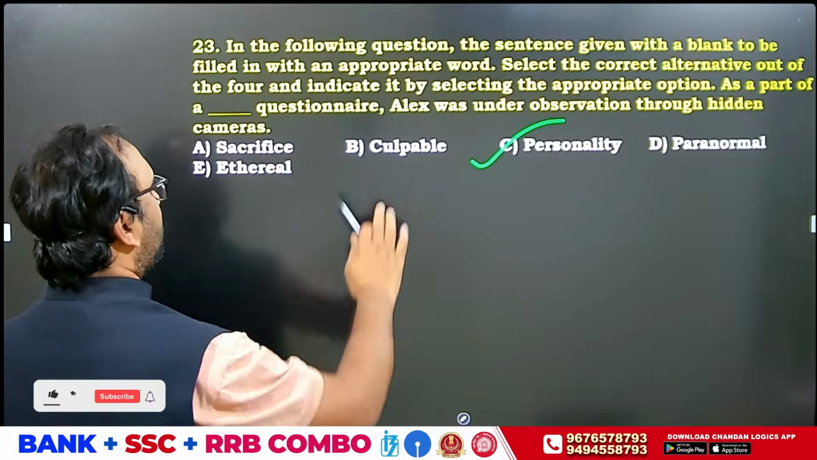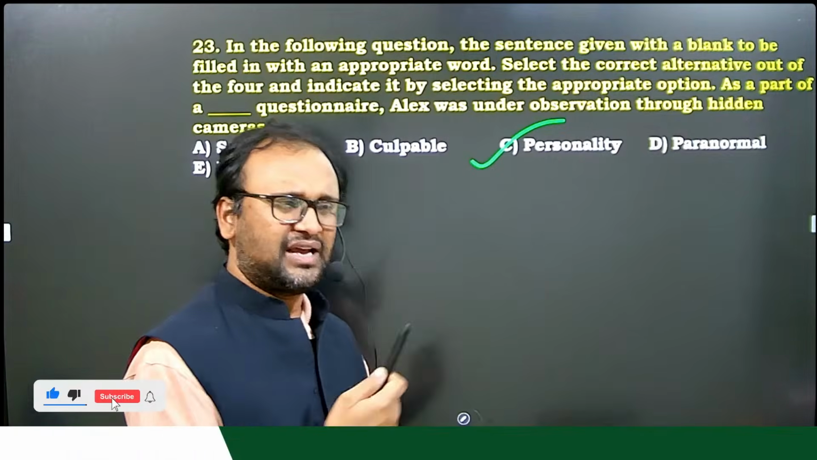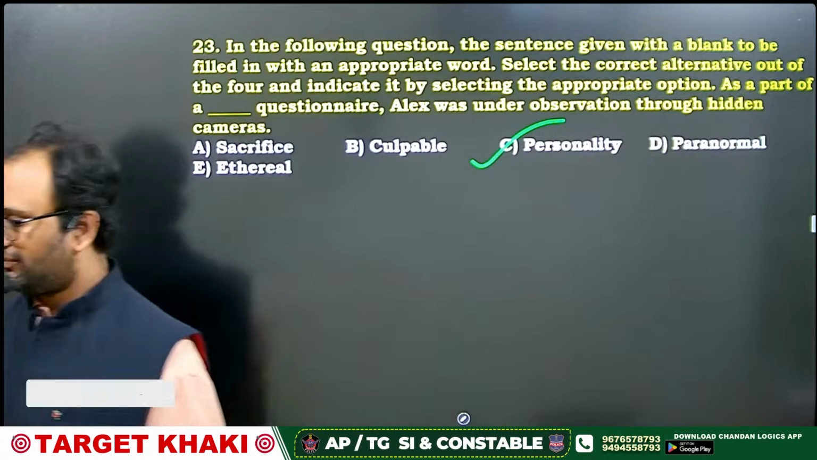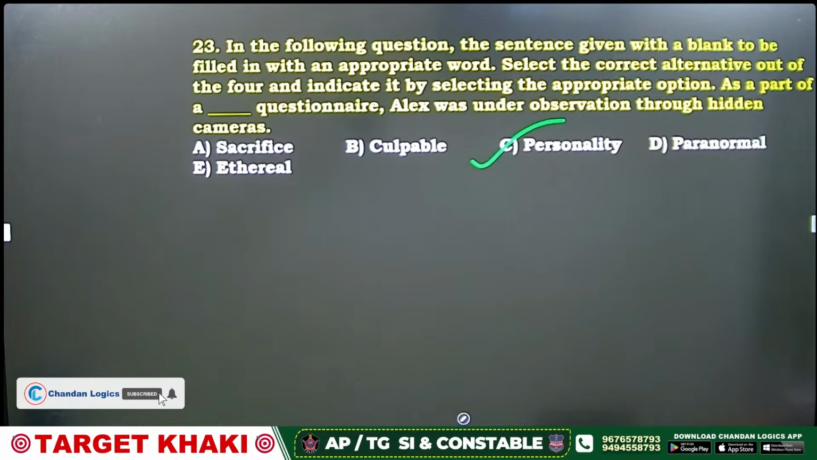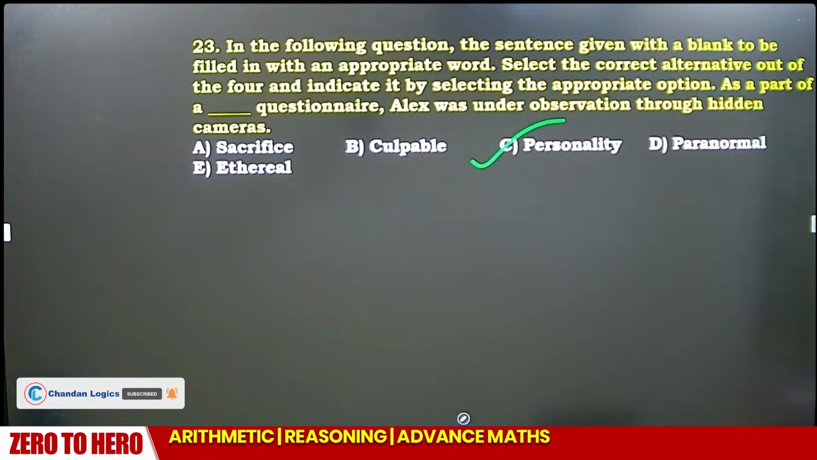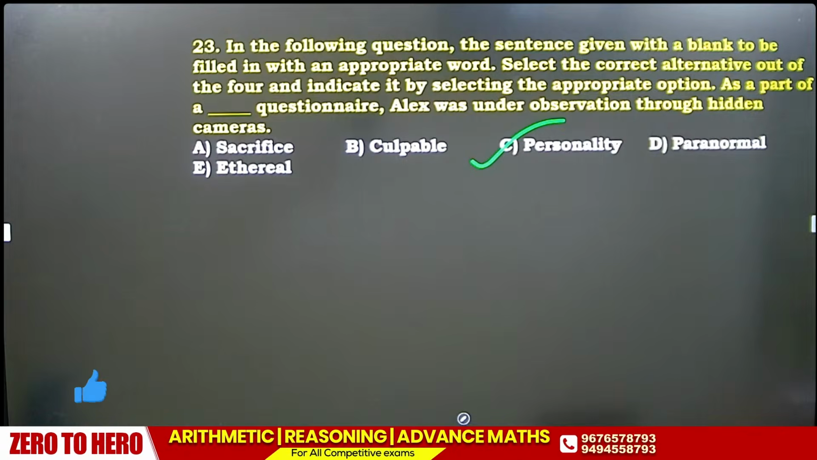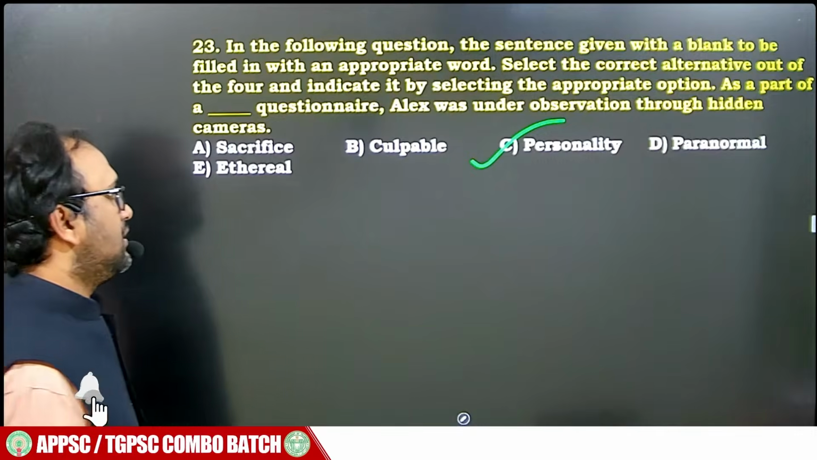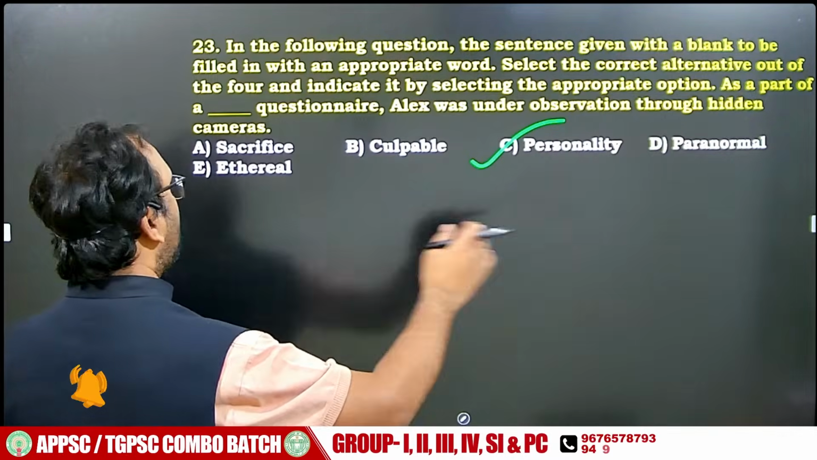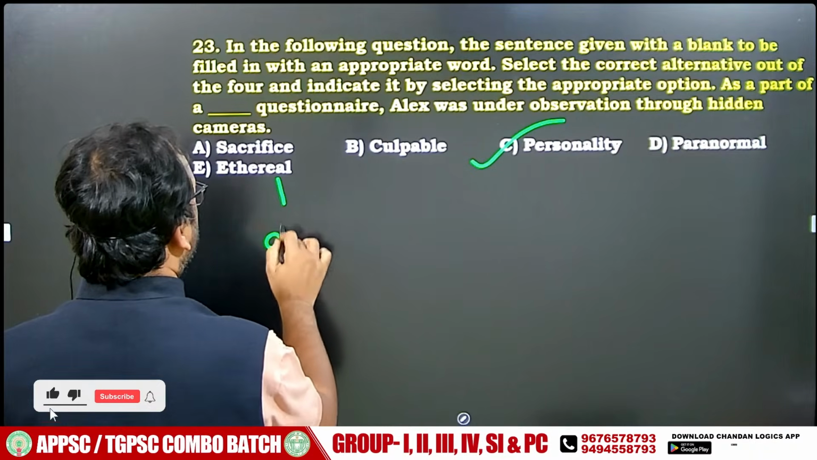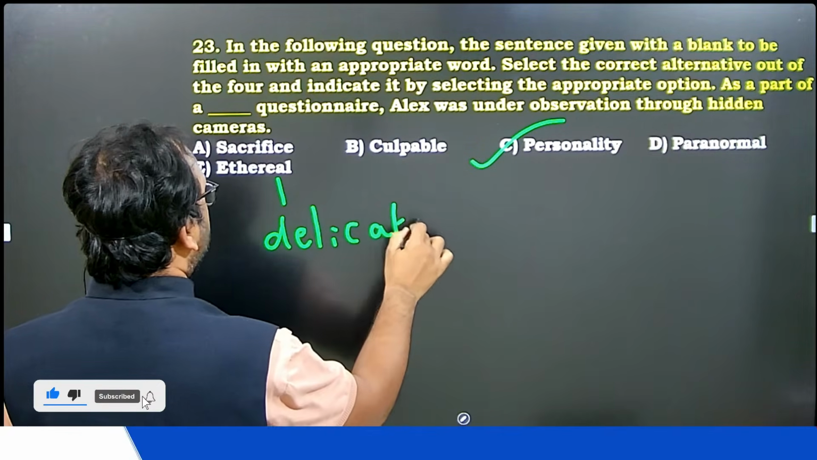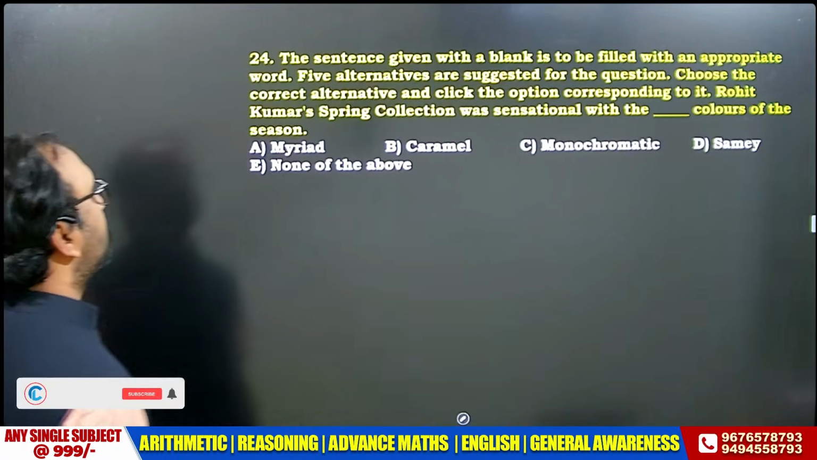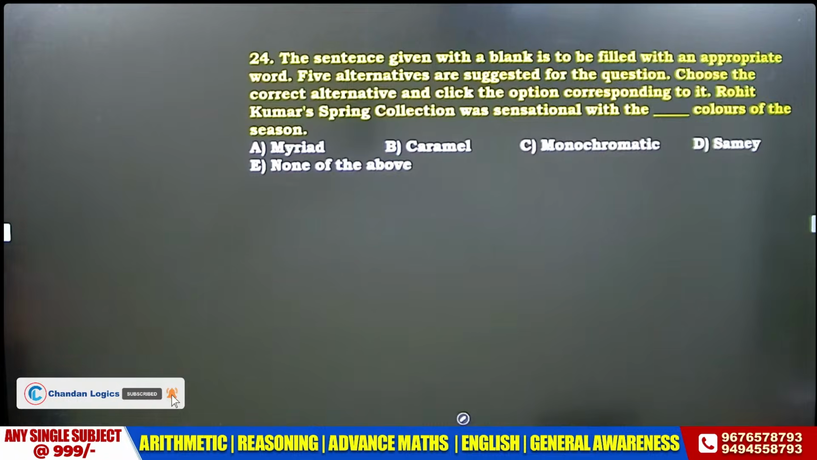Culpable, culpable homicide. Culpable is when you do something out of deliberation. When we say culpable homicide, somebody has done something that is purely a wrong action. Culpable is wrong action. Paranormal is not very normal, and ethereal is very delicate, very light. Can you try the next one? Very easy questions, easy vocabulary.